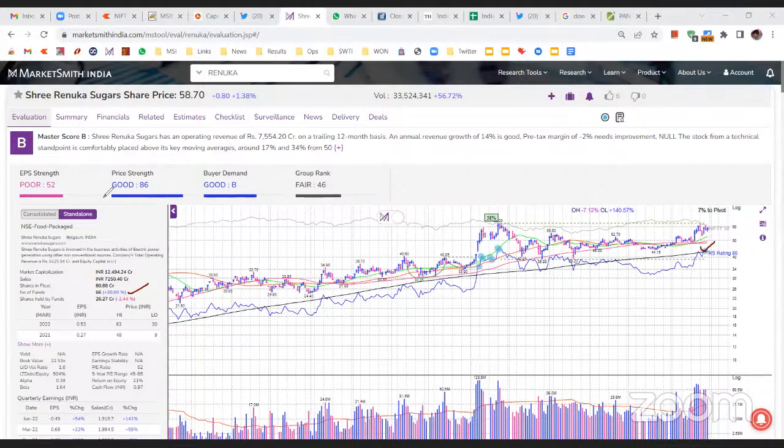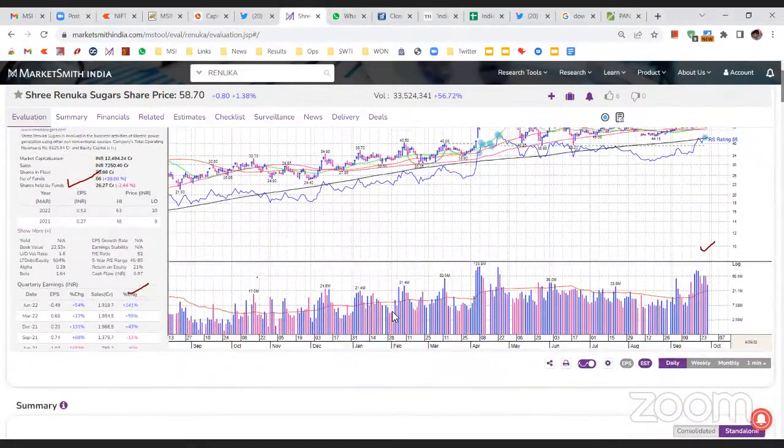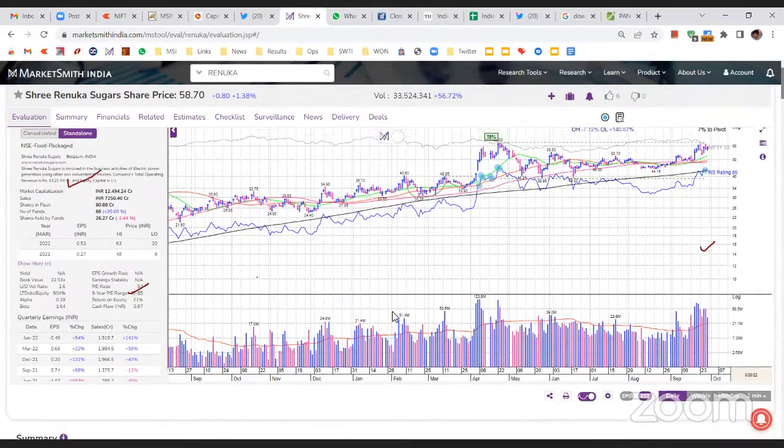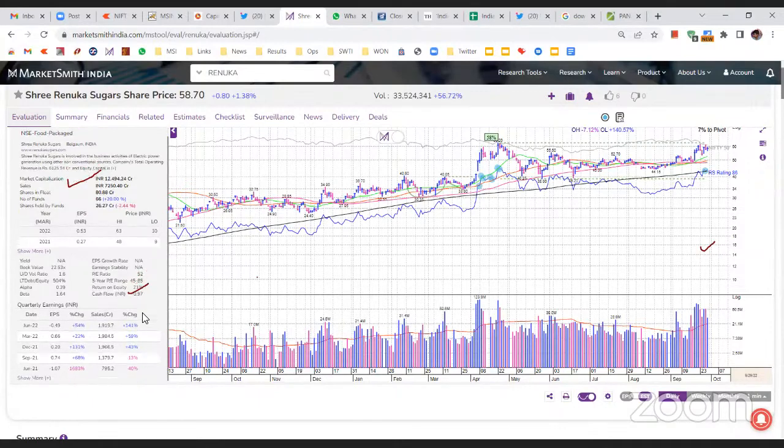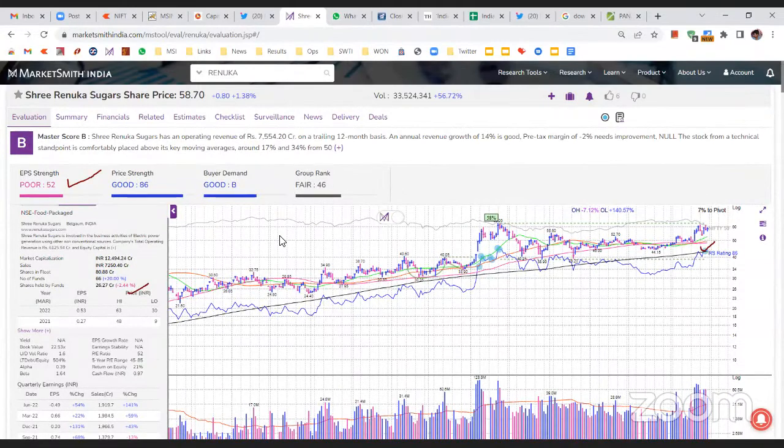Only concern is that its EPS strength is at 52, which is a poor category, which is not a good rating. Overall, we like the market. We like the company to report a good set of numbers in its upcoming quarterly numbers. If that happens, its EPS rating will also improve. We can see the last 3 quarters it has reported a good set of numbers, but the previous quarters are not so good. That is the reason its EPS is in the poor category. If the company reports a good set of numbers in the upcoming quarter, then definitely its EPS rating will improve.